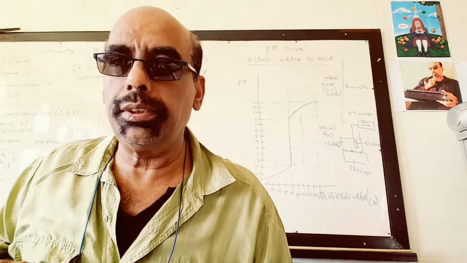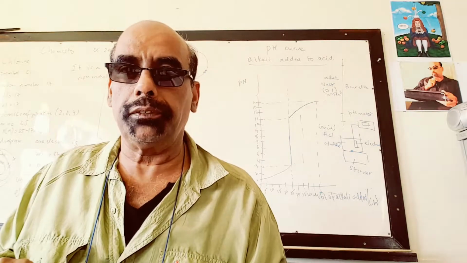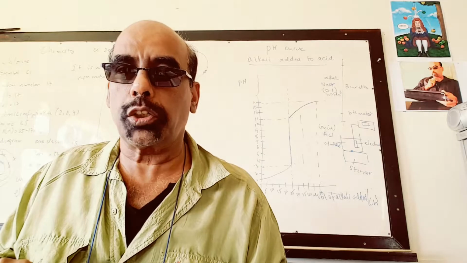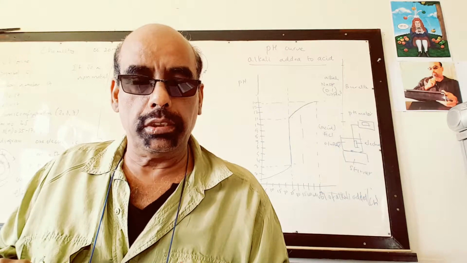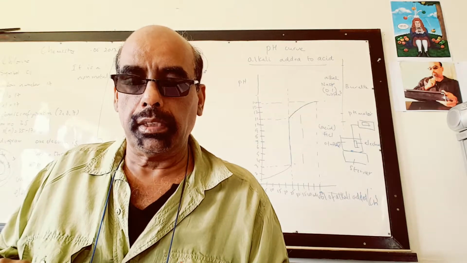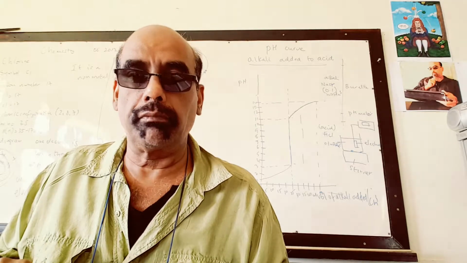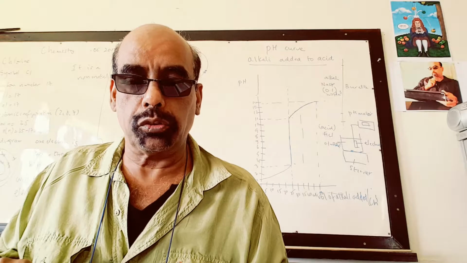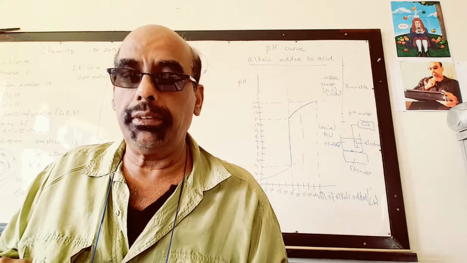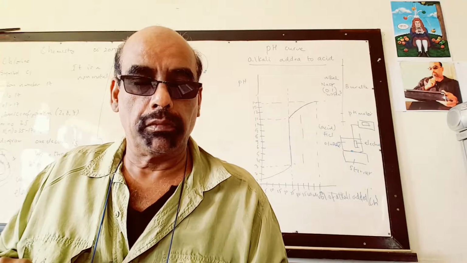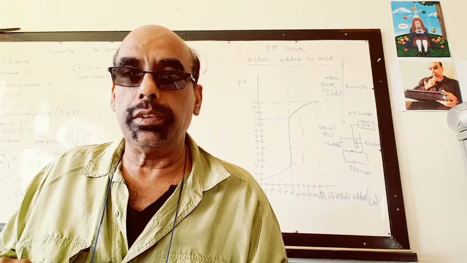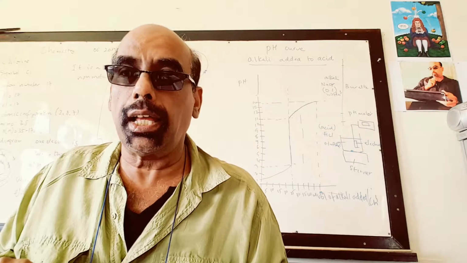Good day, everybody. Our topic of discussion is pH curve. A solution of an acid has a pH value. If the pH value of a solution is 1, it should be a strong acid. One example of a strong acid is hydrochloric acid.